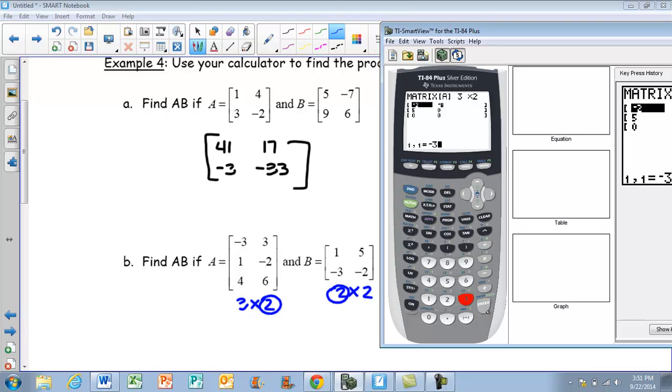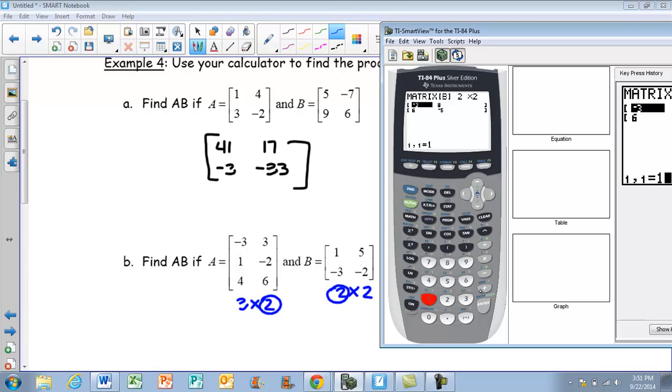So I have -3, 3, 1, -2, 4, and 6. So second quit. I'm going to go back in there again and edit matrix B. So go over to edit. This time we're going to hit 2 because we want to edit B. So I have a 2 by 2, so I can keep these dimensions and just go through this information again.